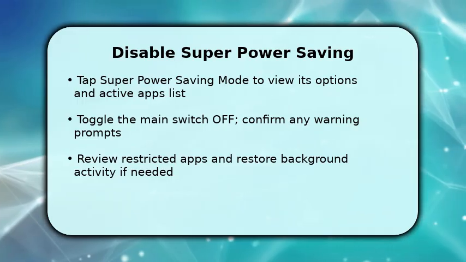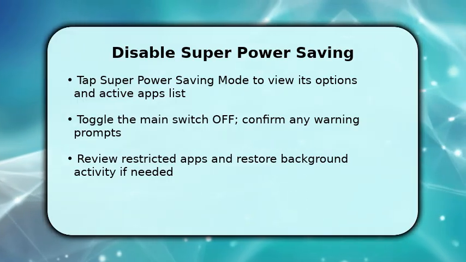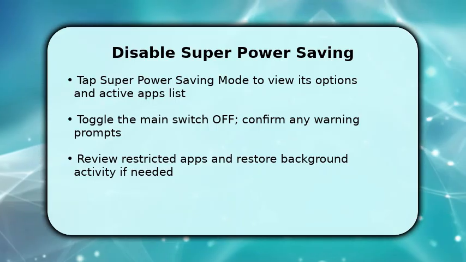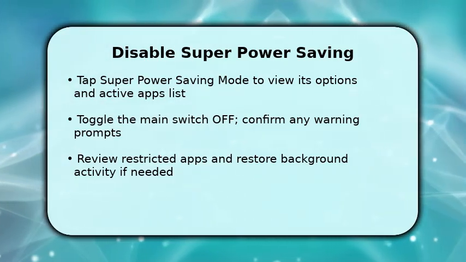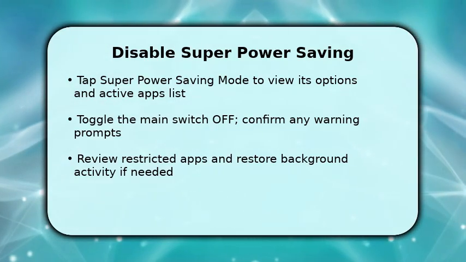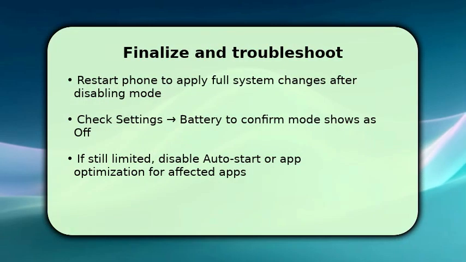Once the mode is disabled, make sure to manually re-enable notifications or background data for apps that were limited, because the phone may keep per-app restrictions even after the global toggle is off. Finish by restarting your Oppo so services and app permissions refresh.